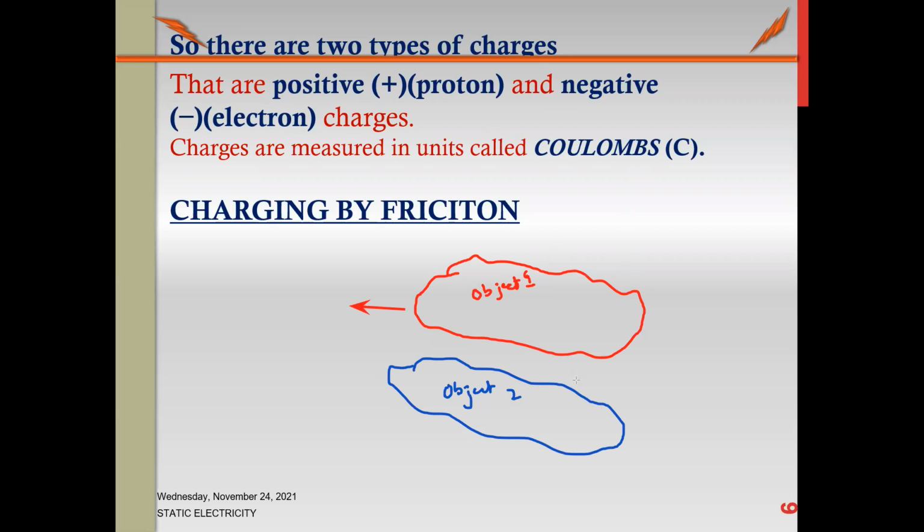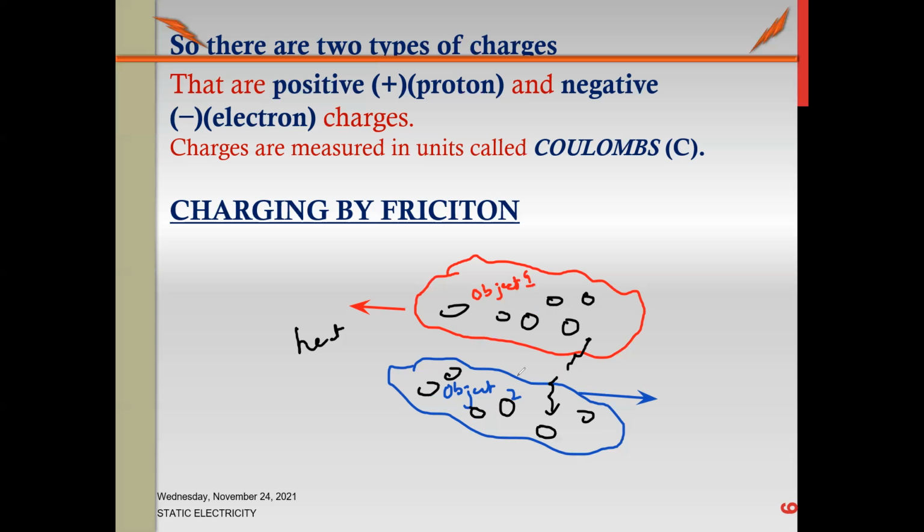When we rub the two surfaces, one surface over the other, there is friction between the two surfaces because the irregular surfaces come in contact. And whenever there is friction, which form of energy does it produce? It will produce heat energy. This heat energy allows one atom to lose an electron and another atom to gain an electron, because heat is a form of energy.